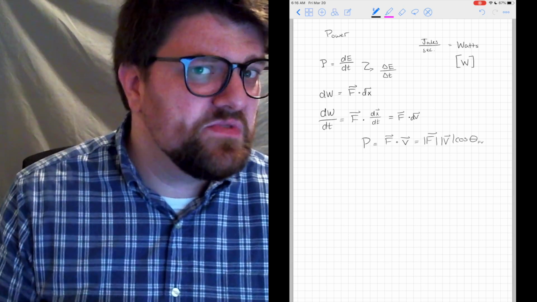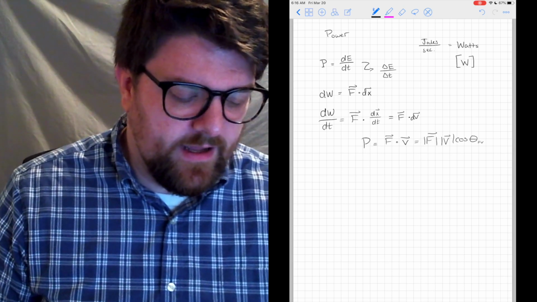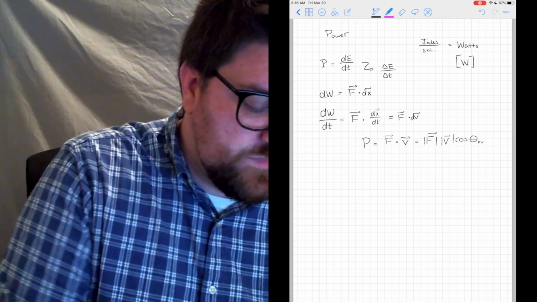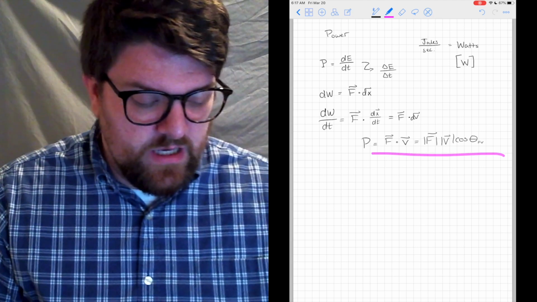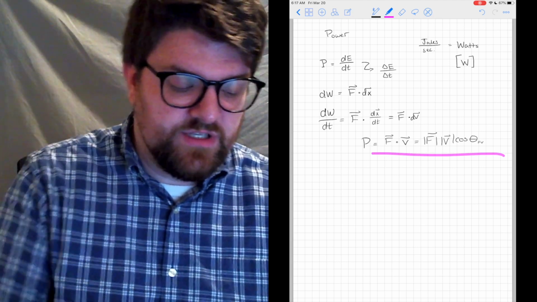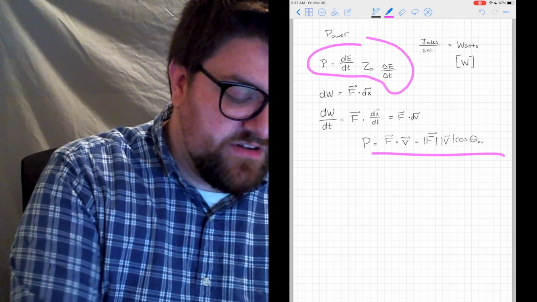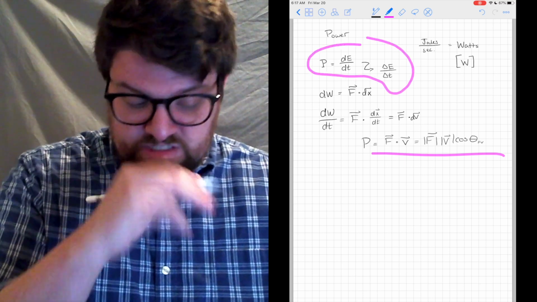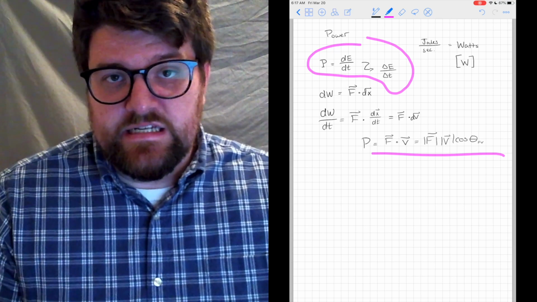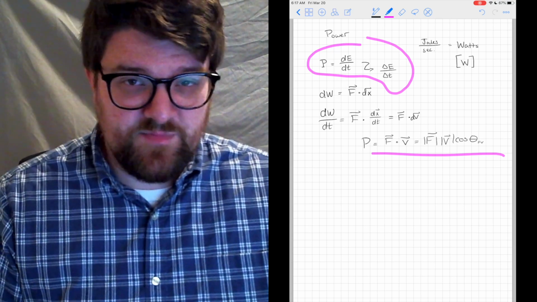We're not going to use this a whole lot. This expression that I'm underlining right now, what we're actually going to use is this definition a lot more. Just the straight up definition of dE/dt is power. So that's power in a nutshell.